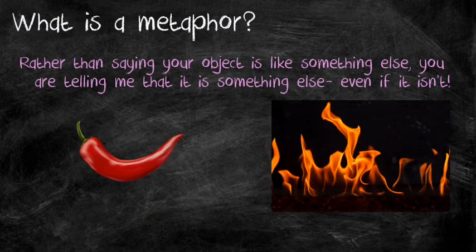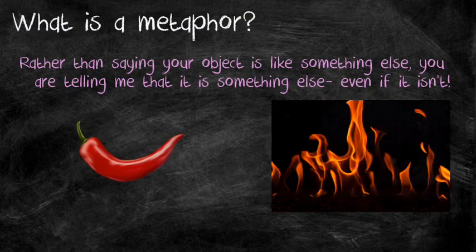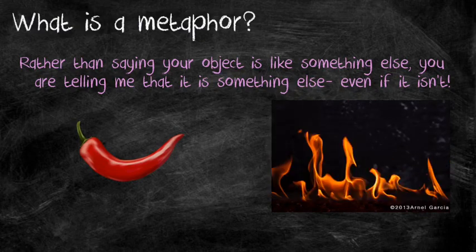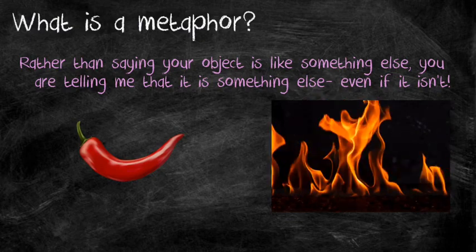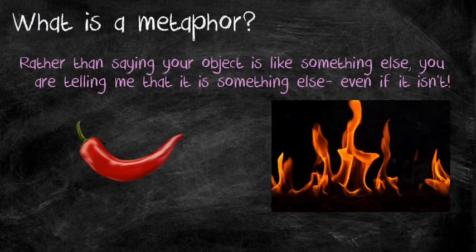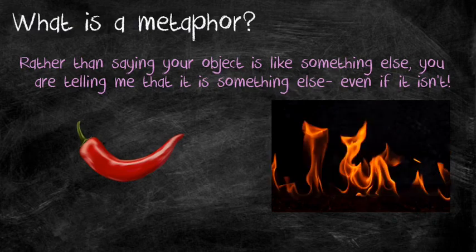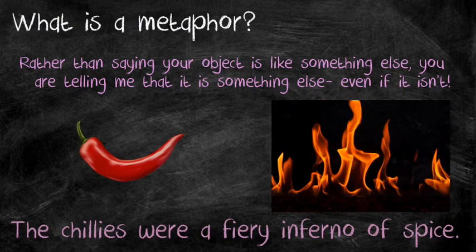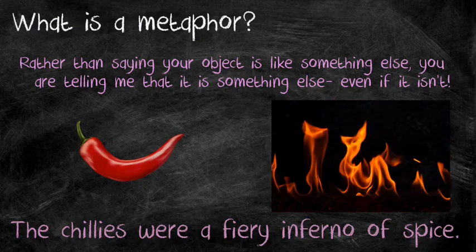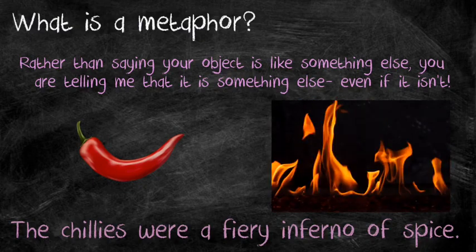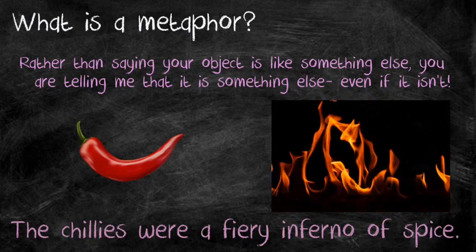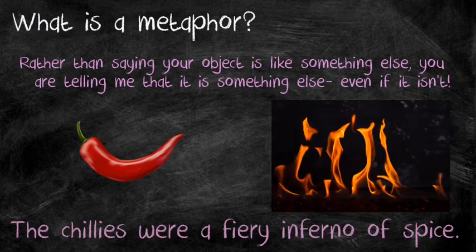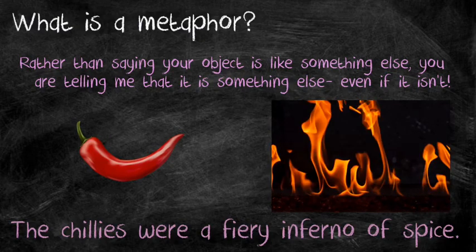Here again, this makes more sense. We've got our chili and we've got our fire. So I want to describe my chili flavour as being hot like the fire. But remember, I'm not going to describe it as being like the fire. I'm going to simply just tell you that it is the fire. So here, my sentence is, the chilies were a fiery inferno of spice. So instead of saying that they were hot and fiery like spice, or that they were hot like fire, I am physically telling you that they are a fiery inferno of spice.